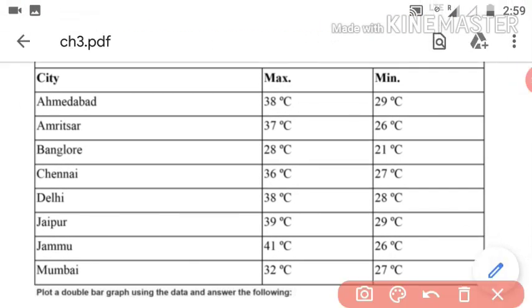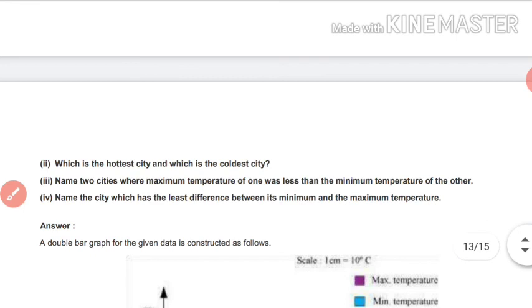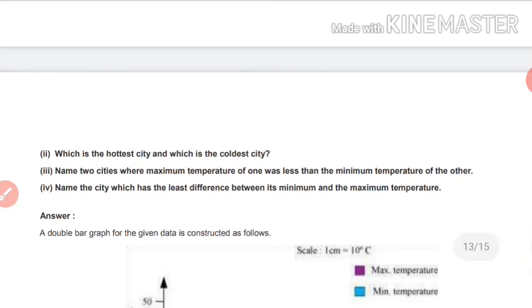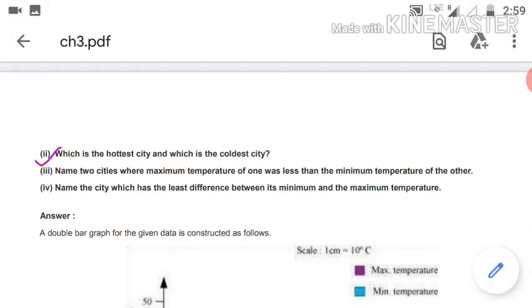You can see here for Ahmedabad it is given 38 degrees Celsius maximum, 29 minimum. Amritsar, Bangalore, Chennai, Delhi, Jaipur, Jammu and Mumbai are all given. Now first, plot the bar graph using the data and answer the following. First we have to plot the bar graph, isn't it? And some more questions are also given.